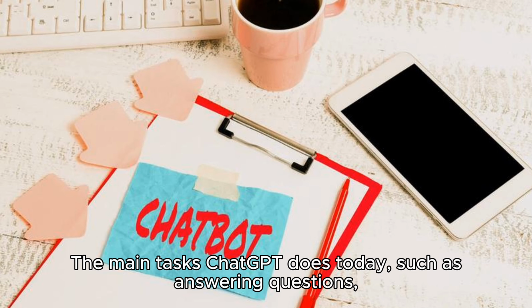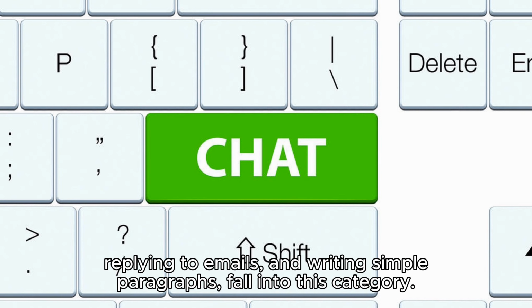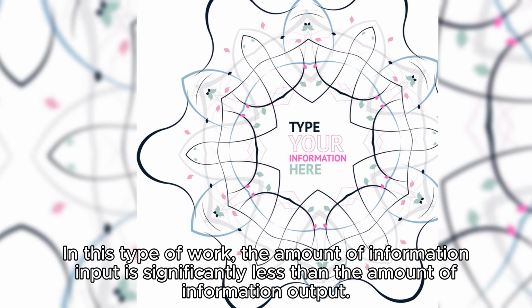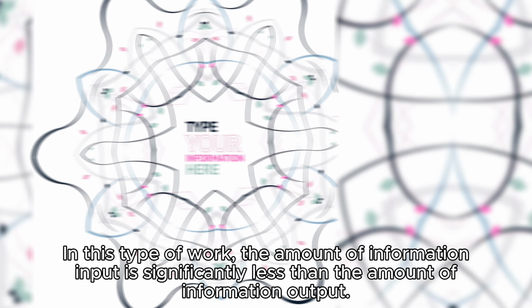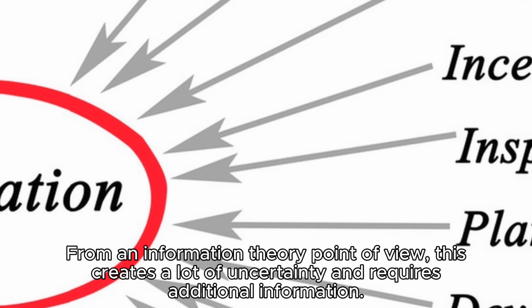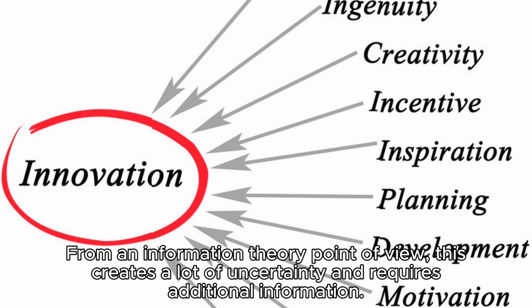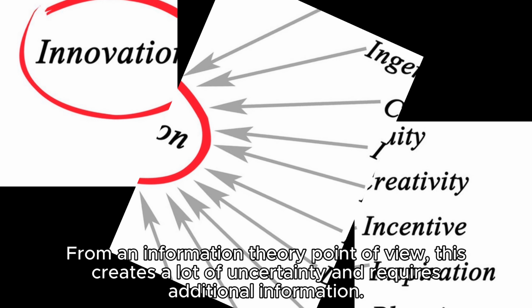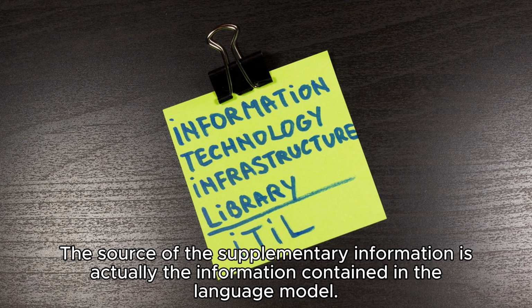The main tasks Chat does today, such as answering questions, replying to emails, and writing simple paragraphs, fall into this category. In this type of work, the amount of information input is significantly less than the amount of information output. From an information theory point of view, this creates a lot of uncertainty and requires additional information. The source of the supplementary information is actually the information contained in the language model.